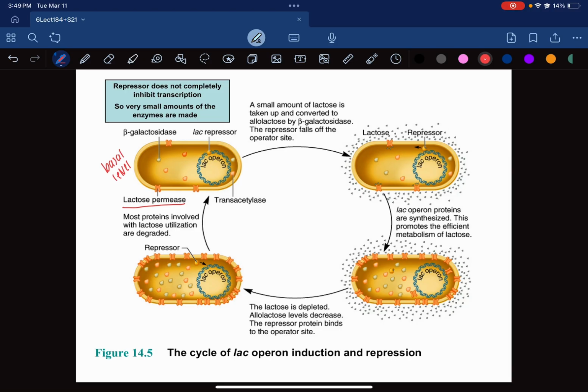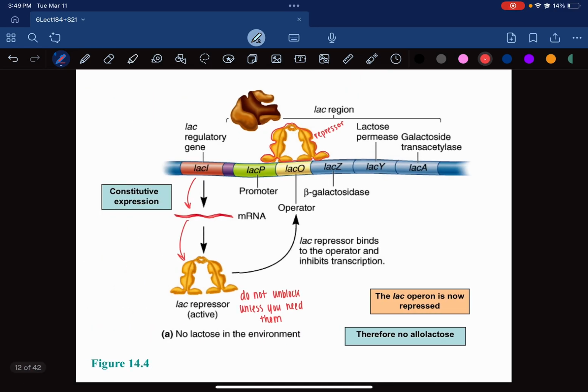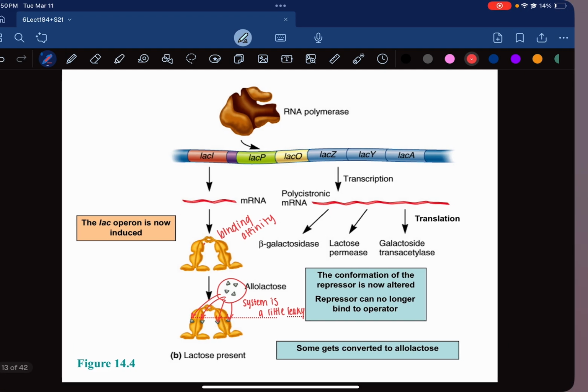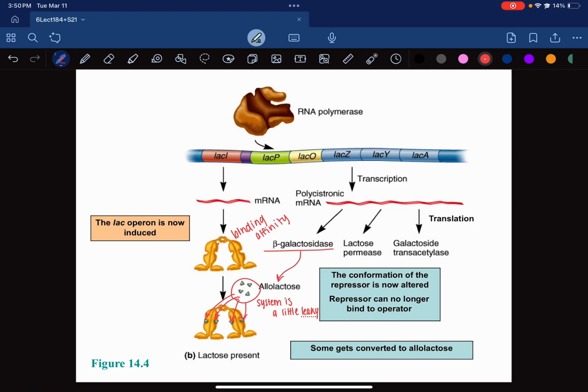So let's go back to the slide. That's the second one. All of a sudden, lactose becomes available. You have a wee little bit of permease that allows the lactose in. We have a wee bit of beta-galactosidase, and it will make some allolactose. Now, this is going to prime the system to get it going. And what's going to happen is it's going to bind in those little pockets, or let's imagine it right over here.